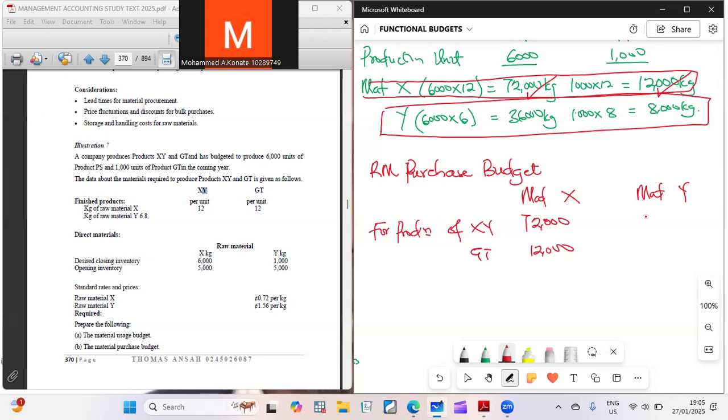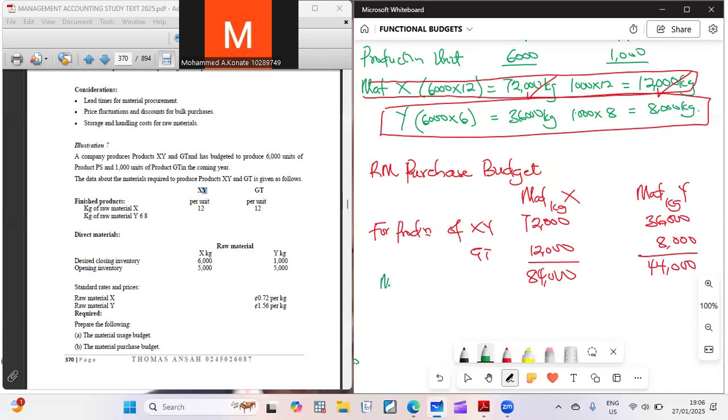Here, we will need material Y, 36,000, and we will need 8,000. So that is it. Now, the total material X we need is 84,000. The total material Y we need is like 44,000, or in kg, because these things are in kilograms. All right. These are the material usage.